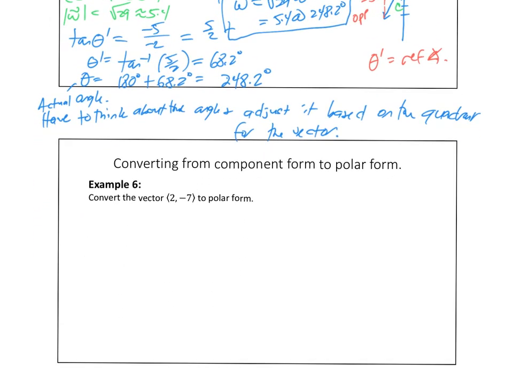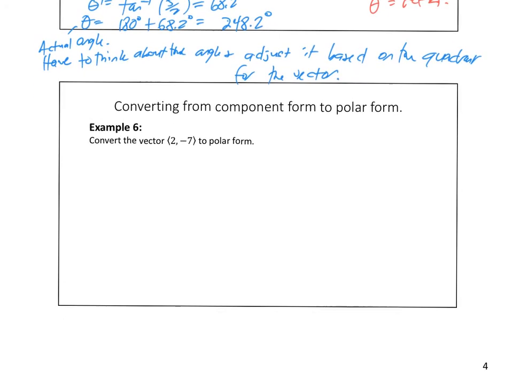Okay, example 6, we're going to convert another vector from component to polar form. And when it's not in the first quadrant, we have to do a little extra work. Okay, so I'm going to go ahead and sketch this vector. It's 2, -7, so it's 2 in the horizontal direction and -7 units in the vertical direction. So I'm going to draw in my vector. I'm going to draw in an altitude to make a little right triangle.